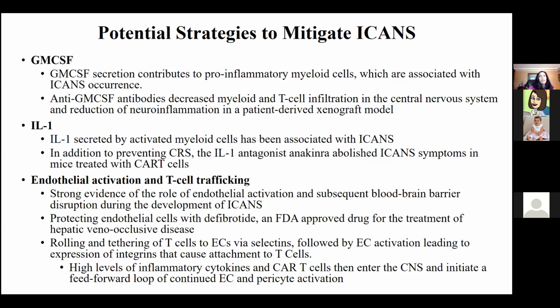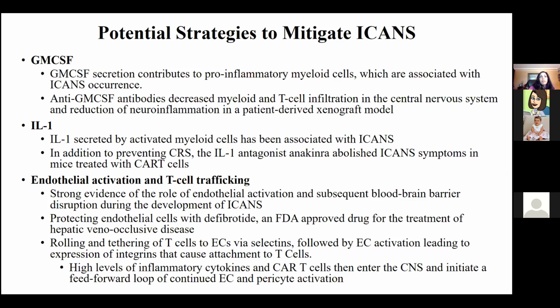So one of the strategies is looking at GM-CSF. As I mentioned before, GM-CSF is a major player in cytokine release syndrome and possibly in ICANS. It contributes to these pro-inflammatory myeloid cells, which then secrete even more inflammatory cytokines. There are a couple of studies looking at anti-GM-CSF antibodies that are administered along with the CAR T cell infusion. And it seems that it has decreased T cell infiltration into the central nervous system and reduced inflammation in a xenograft model. And there is a phase 1 clinical trial that is ongoing.